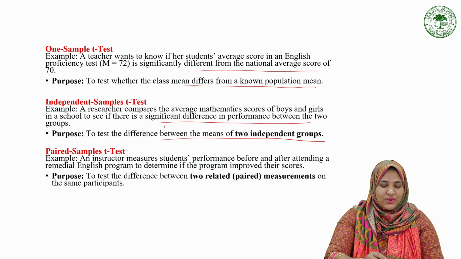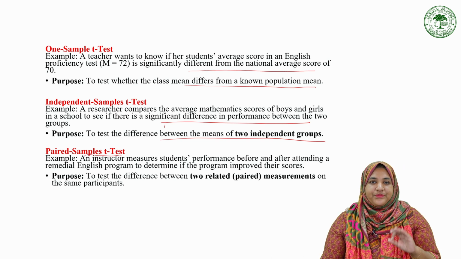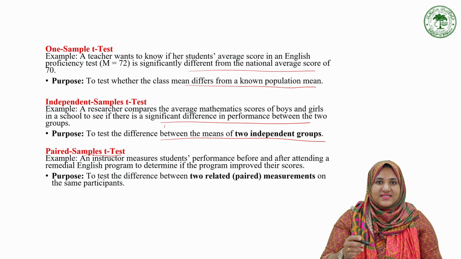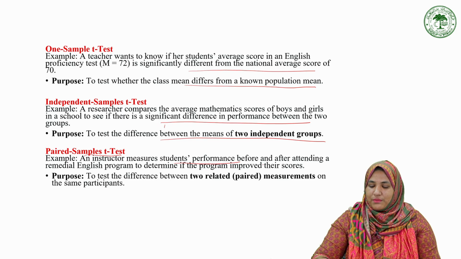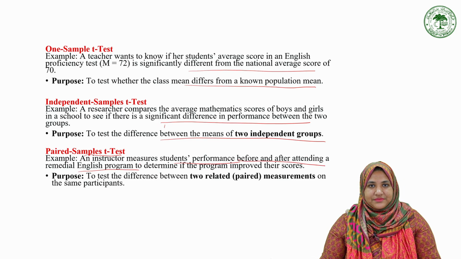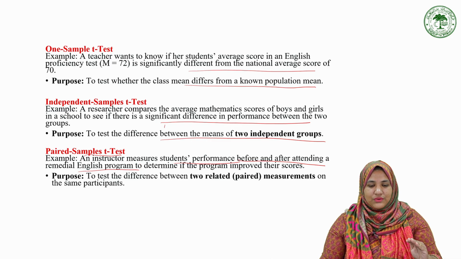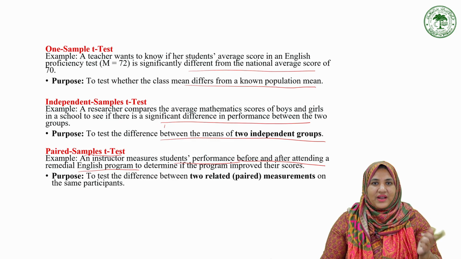Now let's move on to the paired sample t-test. And what is it? See, for example, an instructor is measuring the student's performance before and after attending a remedial English program. Okay, there is one group, isn't it? One group. There is no two groups. There is only one group. But here, the teacher is assessing the performance of the English intervention program, that means the performance before and after.